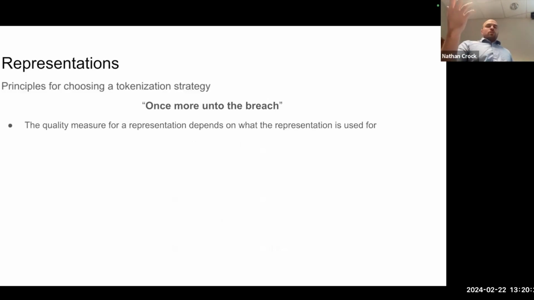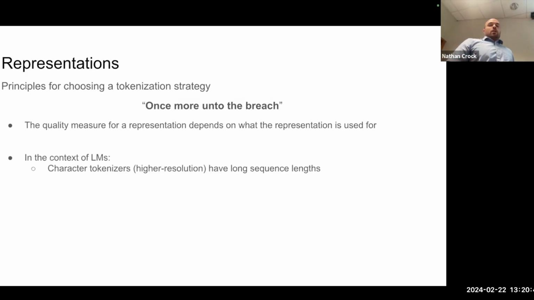As we've established, the quality measure for a representation really depends on what it is we're doing. So we're going to ask ourselves what we're trying to accomplish, and that will allow us to compare these different tokenization strategies to see which ones are better or worse than others. In the context of language models, there are two general extremes. One is character level tokenization, where I could take that entire sentence, once more onto the breach, and break it up into individual characters, okay?